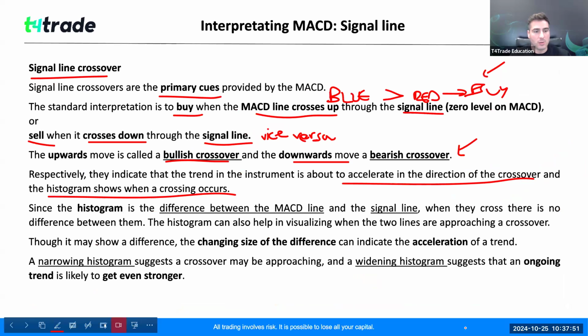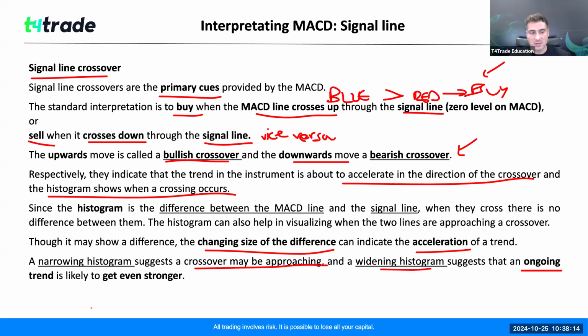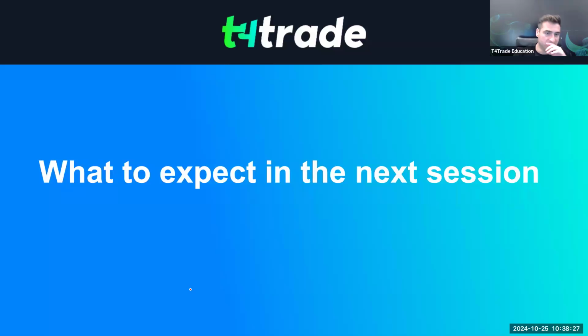Although it may not show a difference, the changing size of the difference can indicate an acceleration of the trend. The larger the histogram bars are, the further away the MACD line is moving away from the signal line. That gives you an indication that there is enough bullish or bearish momentum, depending whether it's up or down. So a narrowing histogram suggests a crossover may be approaching, and a widening histogram suggests that the ongoing trend is likely to get even stronger. The wider the gap, or the larger the histogram bars, gives you extra confirmation of how fast the price action is going to move.